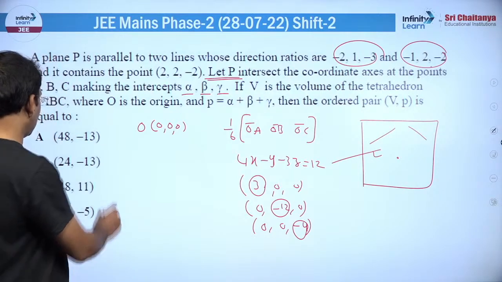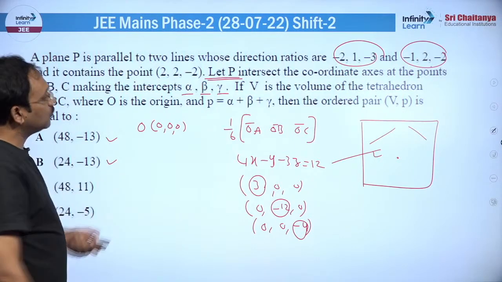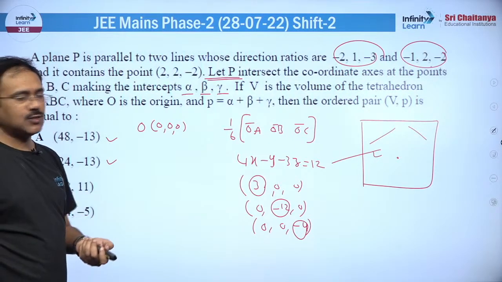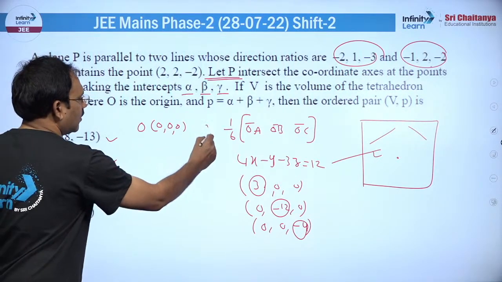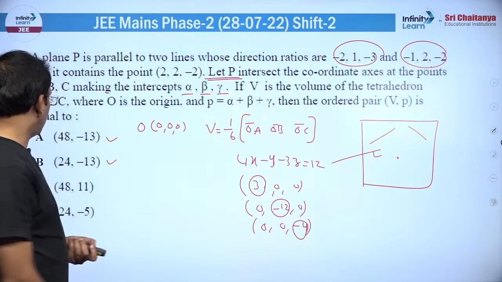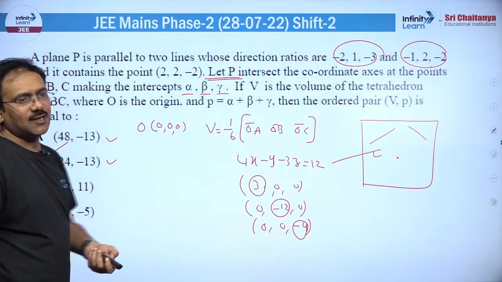P is minus 13. There are two such options. You need to find the volume also. You just try this formula to find the volume. You are going to get option B as the right answer.